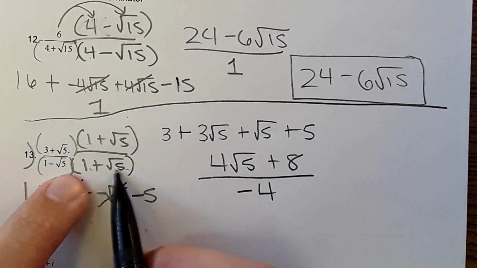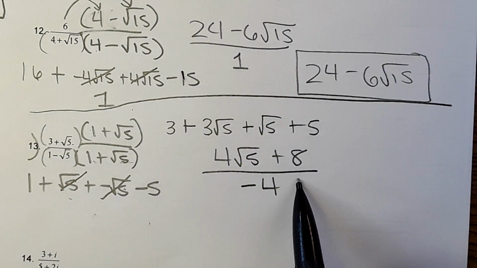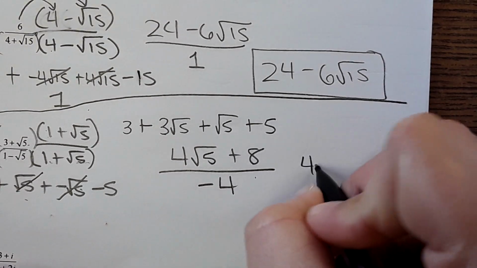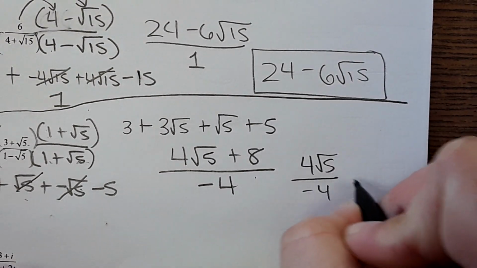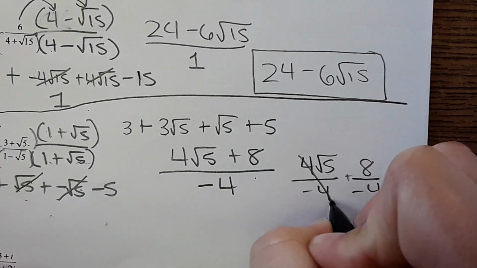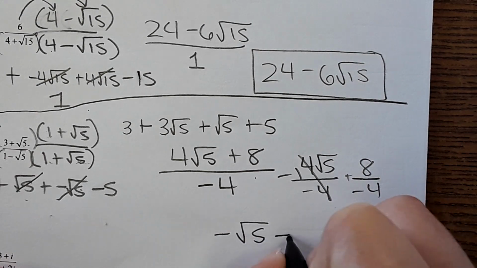Yeah, I did the opposite sign so that way the radicals would cancel. And then once we get here, we can actually simplify it with the negative 4. You would divide both terms by negative 4. So this becomes negative 1. So negative square root of 5 minus 2.